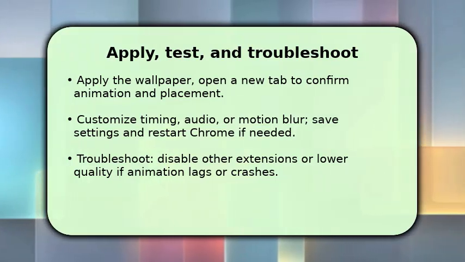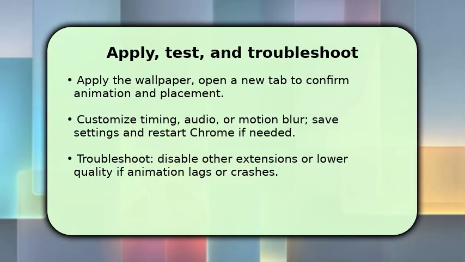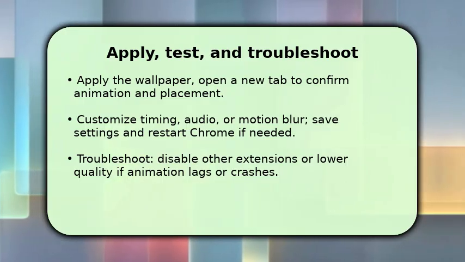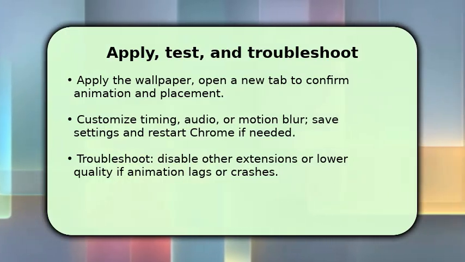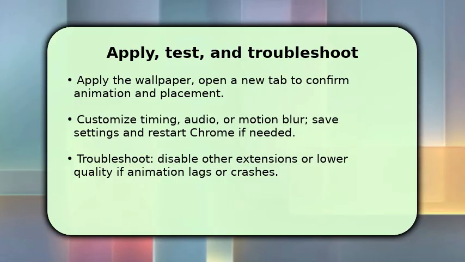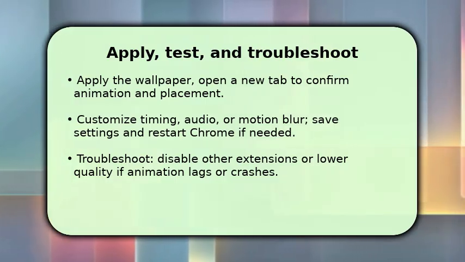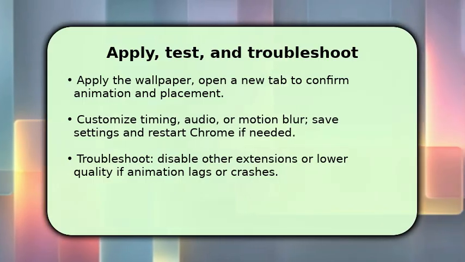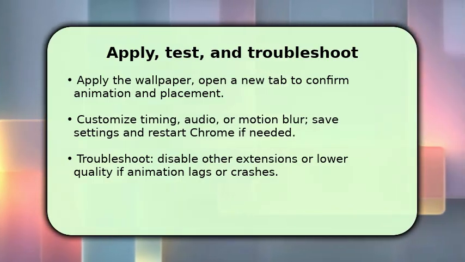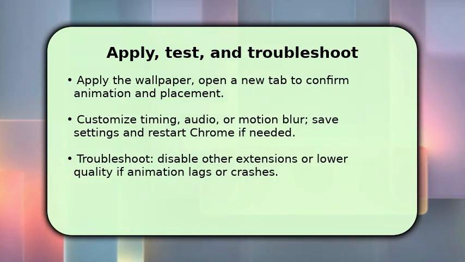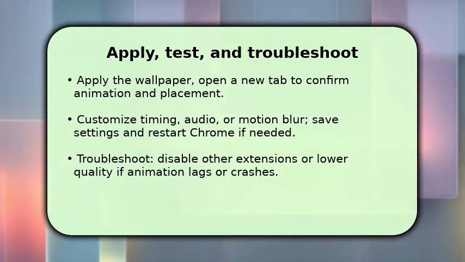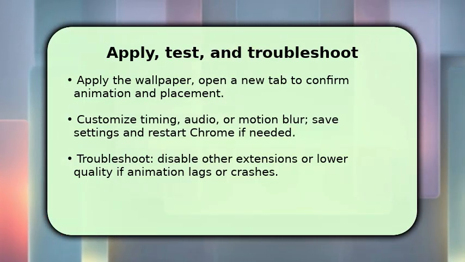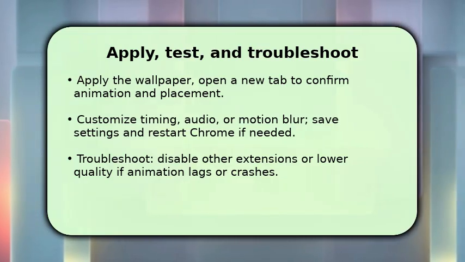You can further customize timing, audio, or motion effects in the extension settings, then save and, if necessary, restart Chrome to finalize changes. If the animation lags, freezes, or causes crashes, make sure to disable other extensions one by one and lower quality or frame rate. This isolates conflicts and reduces load. If problems persist, remove and reinstall the extension as a final reset.